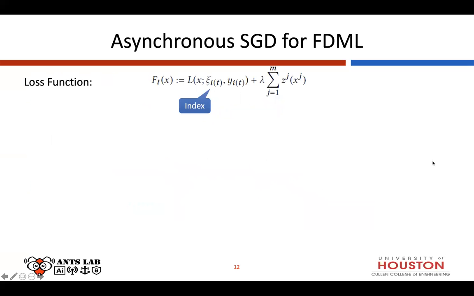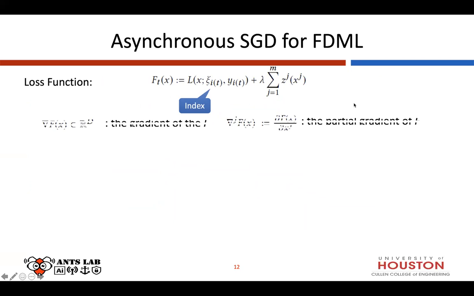Since we consider a stochastic algorithm, let IT be the index of the sample in iteration t, and we can rewrite the loss function as shown in this equation. We use the delta f to represent the gradient of the objective, and also we use the delta gf to represent the partial gradient of this objective. And the delta f is the concatenation of all the partial gradients.